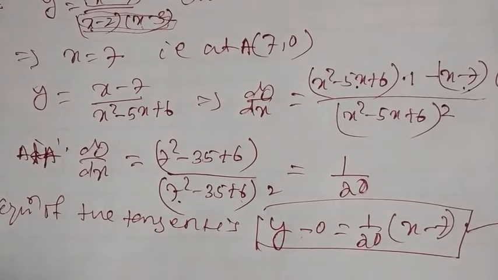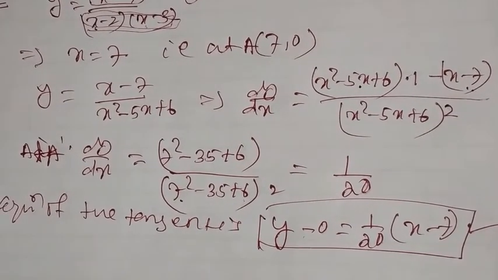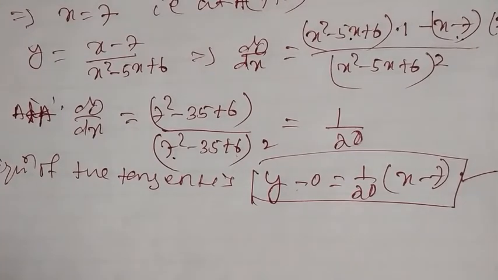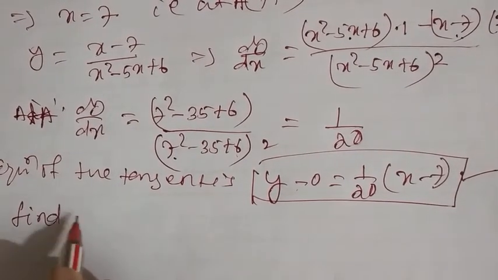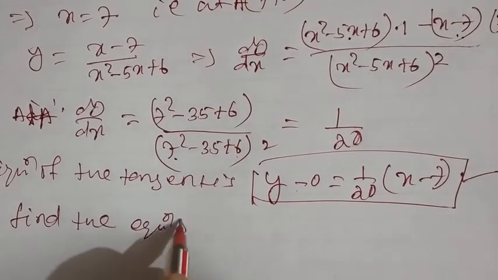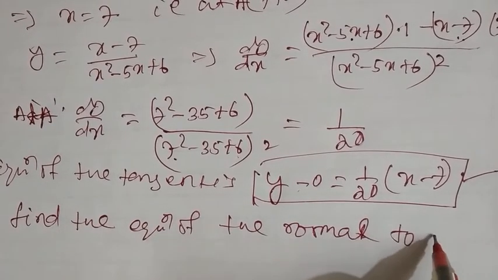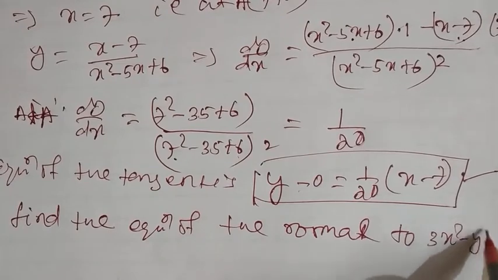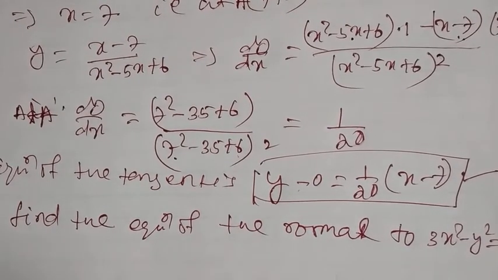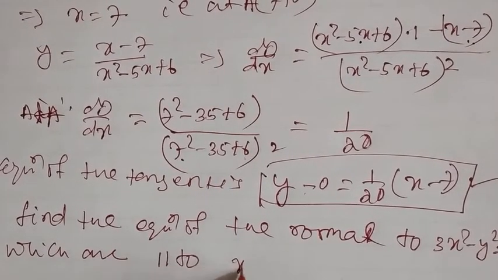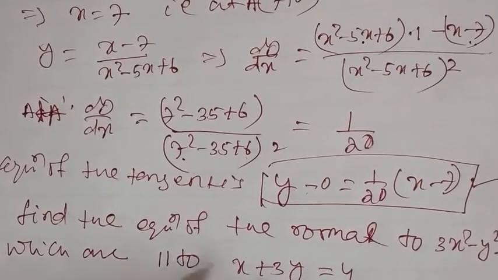Okay? Let us take another question. You see how I am solving questions. You will have to solve all the questions from your book, NCERT and exemplar. Find the equation of the tangent. Normal le lete hain. Find the equation of the normal to 3x square minus y square equal to 8, which are parallel to x plus 3y equal to 4.